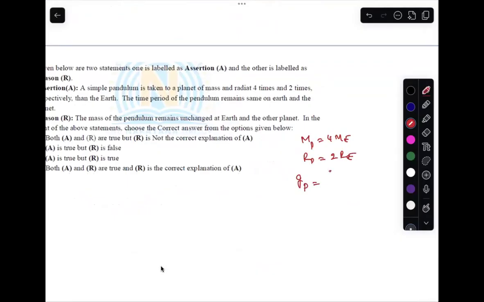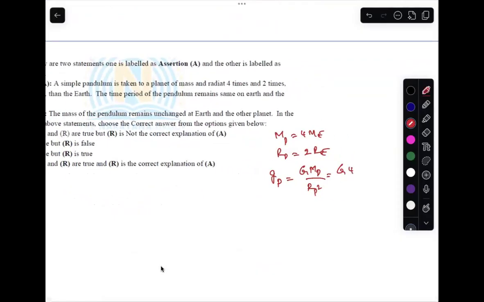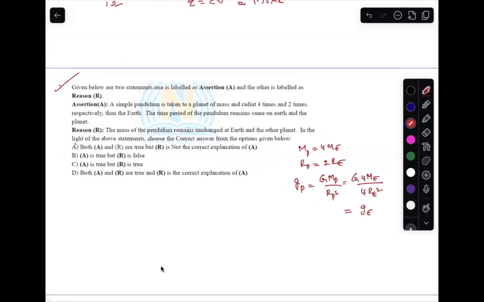g planet is G m planet by R planet square. This is nothing but G times 4 times mass of Earth by 4 times radius of Earth square. This is nothing but g Earth. On the planet as well as on the Earth, g is the same. So automatically, with the length of the pendulum the same, T is equal to 2 pi root L by g. So g is the same, L is the same, so the time period is the same.